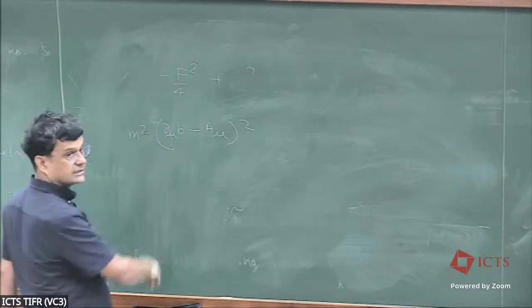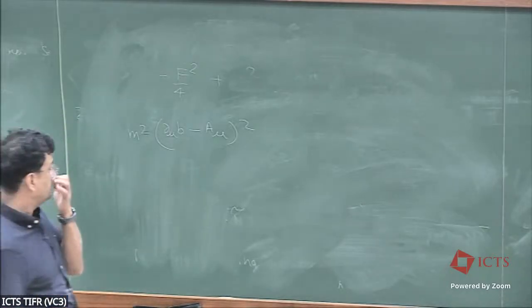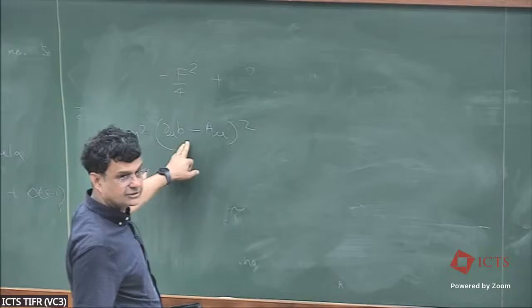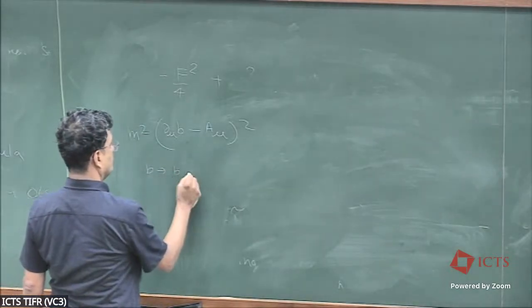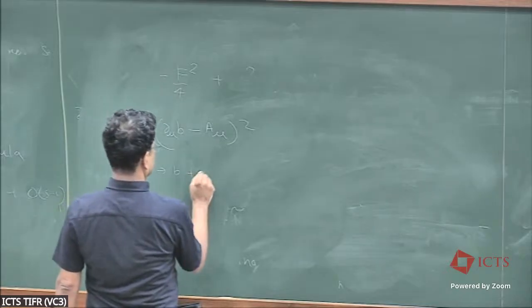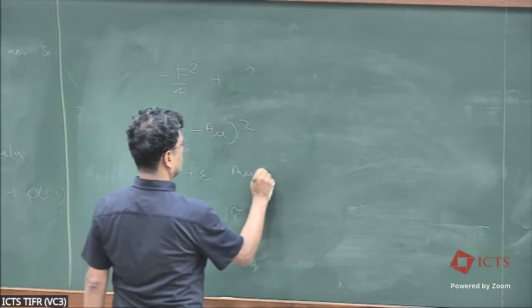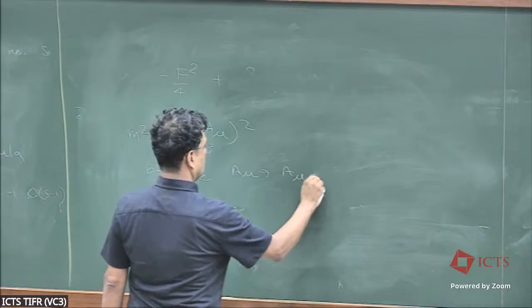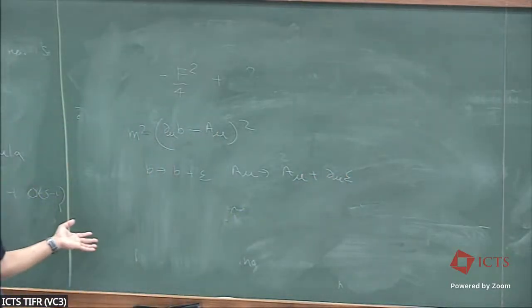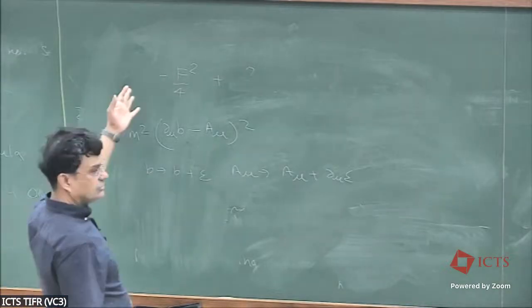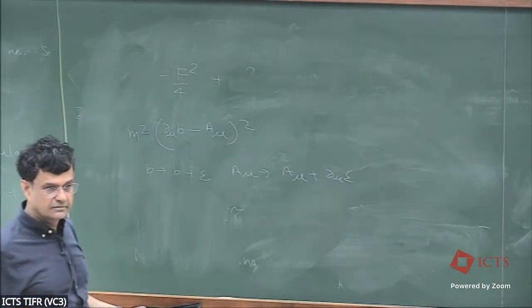So you take this action. It's more like an axion field. And this has a gauge invariance, B goes to B plus epsilon, A mu goes to A mu plus del mu epsilon. So you have a gauge invariance, and now you can just go ahead and quantize this field.